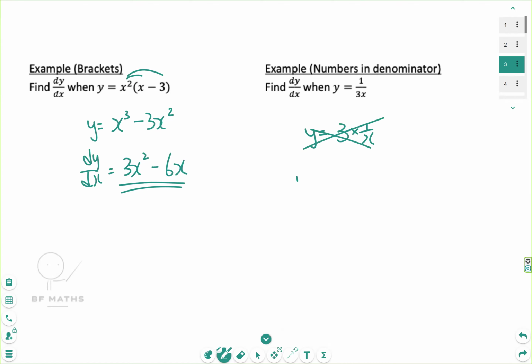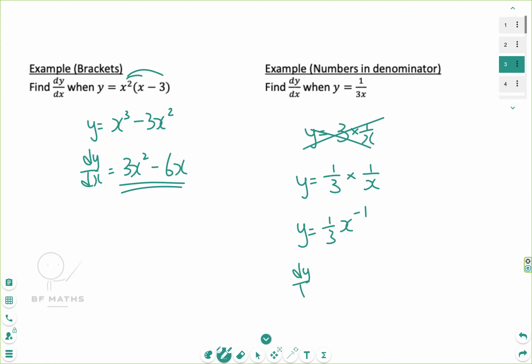Okay, what you should be writing is y equals a third times 1 over x. So the 3 in the denominator means a third. Now be careful with this one. Okay, y equals, so now I can write a third x to the power of minus 1. Note the coefficient is a third, not 3.